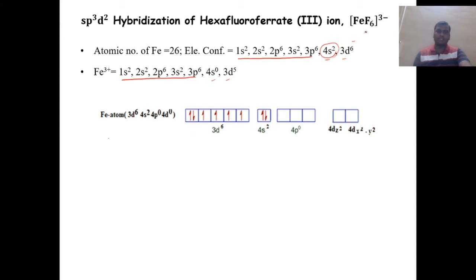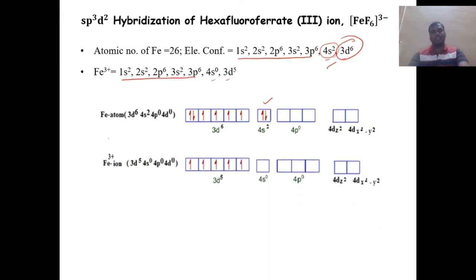So see here, you can see this 4s2, these 2 electrons are there, and then 3d6, there are 6 electrons present in the d orbital. When the Fe atom is in the plus 3 oxidation state, at that time what happens? It loses 2 electrons from the 4s and 1 electron from the d orbital, and the electronic configuration will become 3d5 4s0 4p0 4d0. So this is how the hybridization takes place, sp3d2 hybridization.